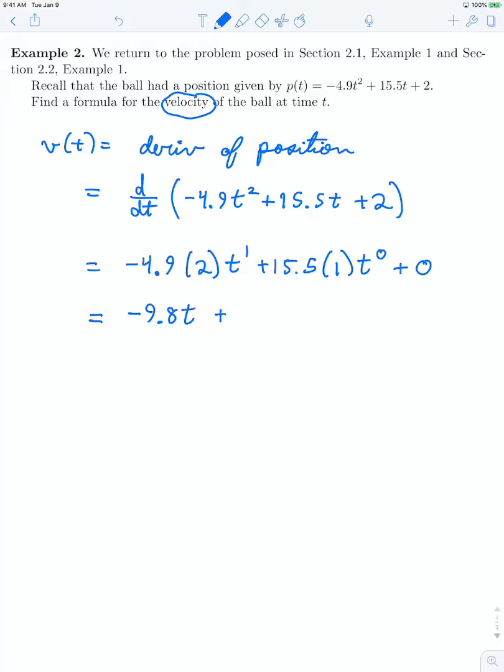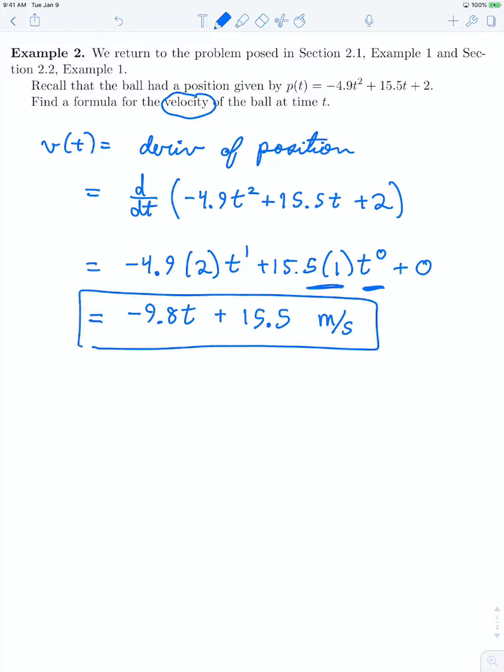Usually we wouldn't bother writing times 1, right? We would just get rid of that 1, and usually we wouldn't bother writing t to the 0. After all, if we have 0 t's, don't write them. So usually we would just write this as 15.5. This is all in meters per second, so if I want to be extra careful, I should put the units in there. But that's the final answer, and that is the formula that I gave you in section 2.2.